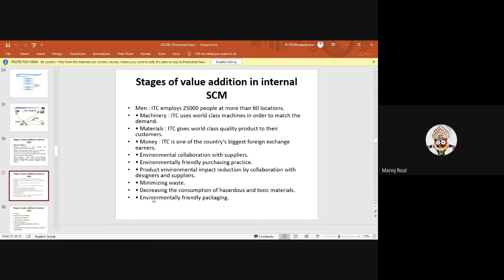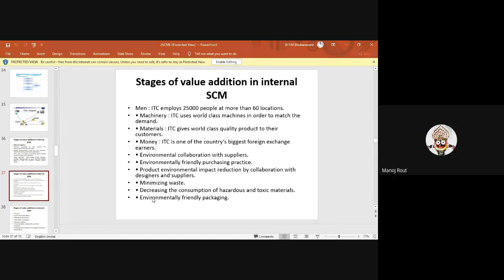And finally, environmentally friendly packaging. Nowadays, ITC is focused toward green packaging or eco-packaging. In that, the product packaging should contain all the information and provide some value-added things in the product packaging appearance. And the next part is that you can easily decompose that particular package after the use or consumption of that particular product.